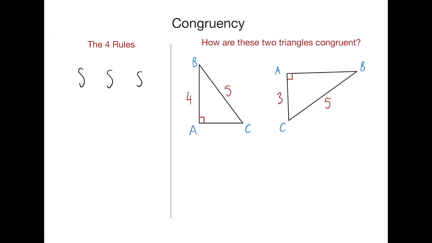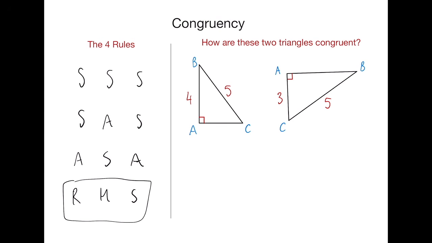So we have side, side, side, also known as SSS. We have side, angle, side, SAS. We have ASA. You can probably guess this one, angle, side, angle. And finally, RHS. If you know that one, I'm very impressed. Put it down in the comments. But for those of you that don't know, right angle, hypotenuse, and side.